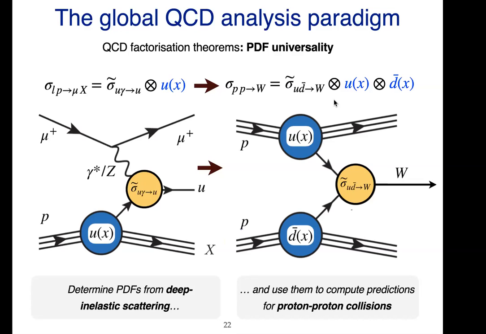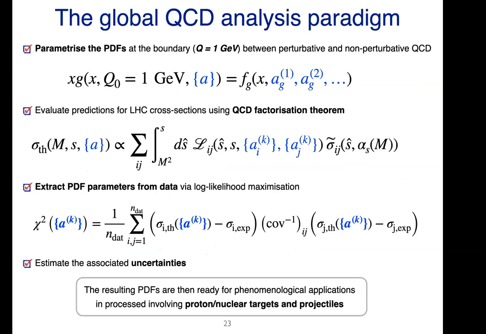Especially this is possible because PDFs are universal, which means that they are identical in every process, irrespective of the probe. So they are the same in neutrino DIS, charged lepton DIS, or proton-proton collisions. So this is what we define by the global QCD analysis paradigm.